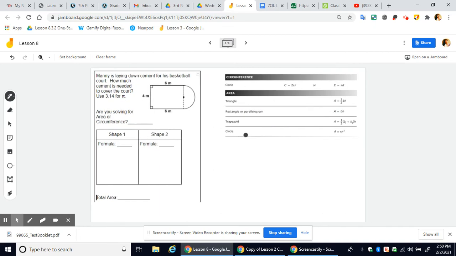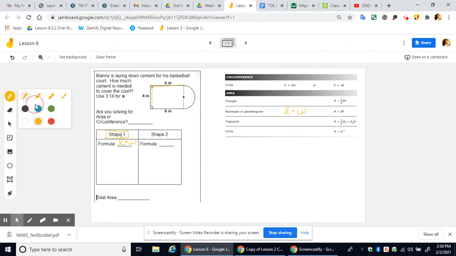Manny is laying down cement for his basketball court. How much cement is needed to cover the court? So I can see once again that I have 2 shapes here. I definitely have a rectangle, right? And that's going to be my first shape. My first shape is a rectangle. And my area formula says length times width or base times height.